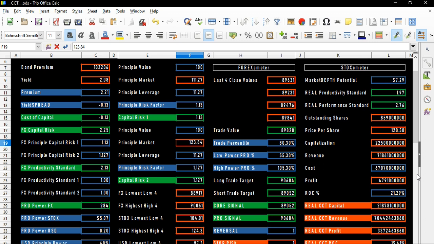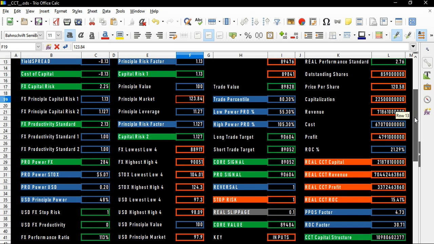Now, the productivity standard is the combination of two things that translates into inflationary pressure. All right. And the productivity standard is what I need to overcome to really make a capital gain using the US dollar. So I need at least 2.13 pips is what it's saying. And then there's the productivity standards and the principal capital risk. Those are calculated values that go into some of the functions.